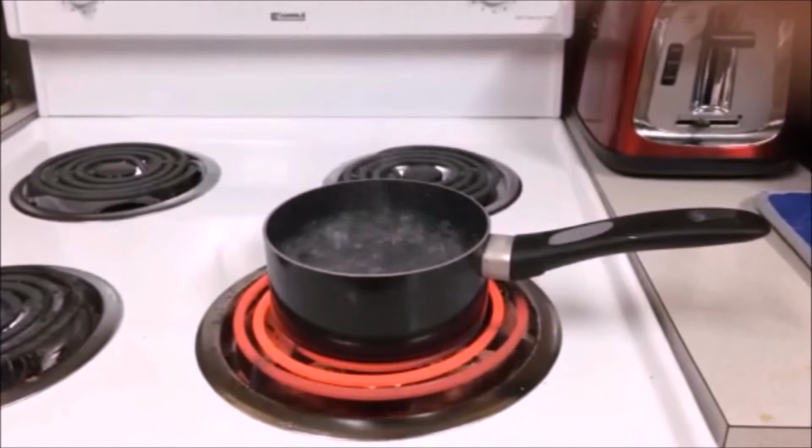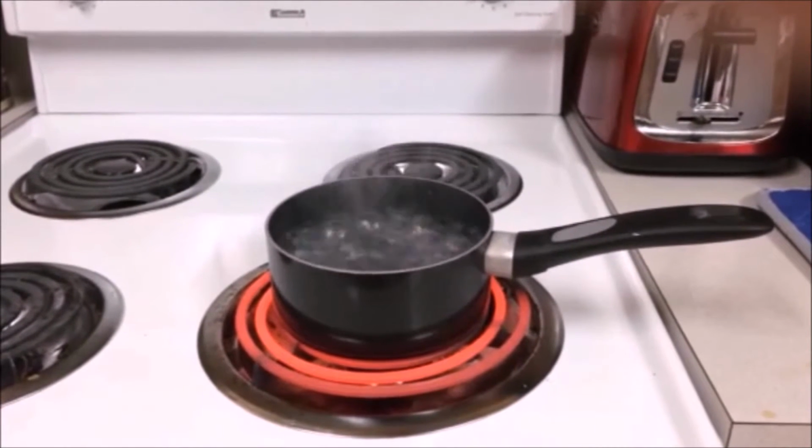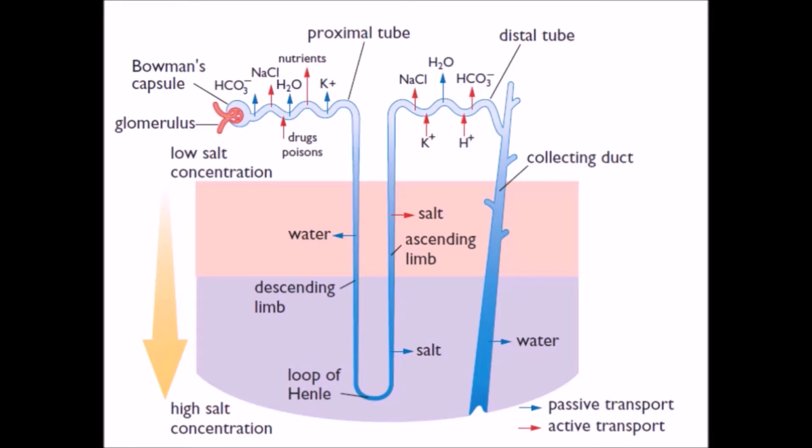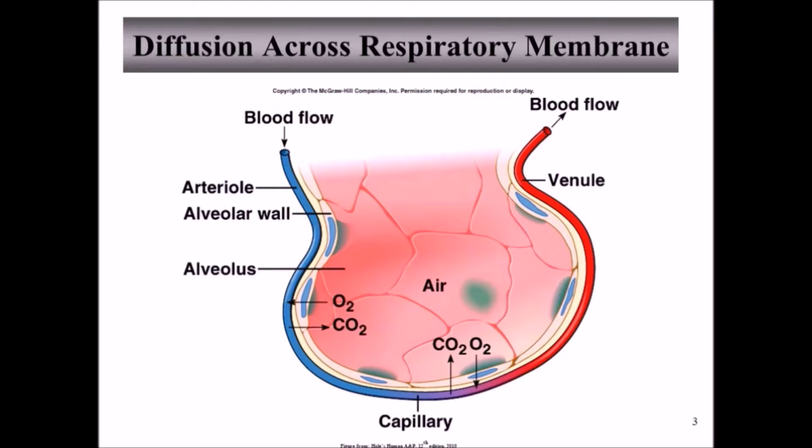When boiling water, there is mass transfer caused by the diffusion of water vapor and oxygen. After you eat or drink, diffusion occurs in the kidneys. When breathing, diffusion of oxygen and carbon dioxide occurs inside of your lungs.